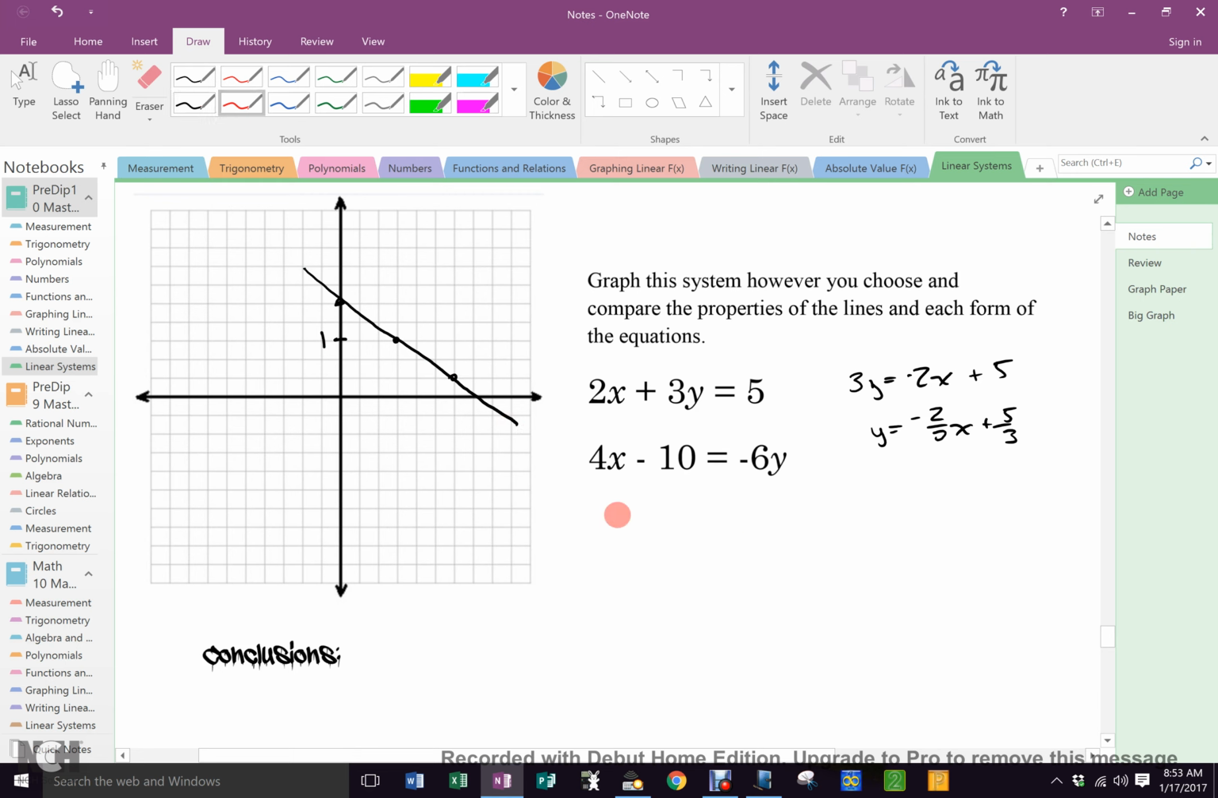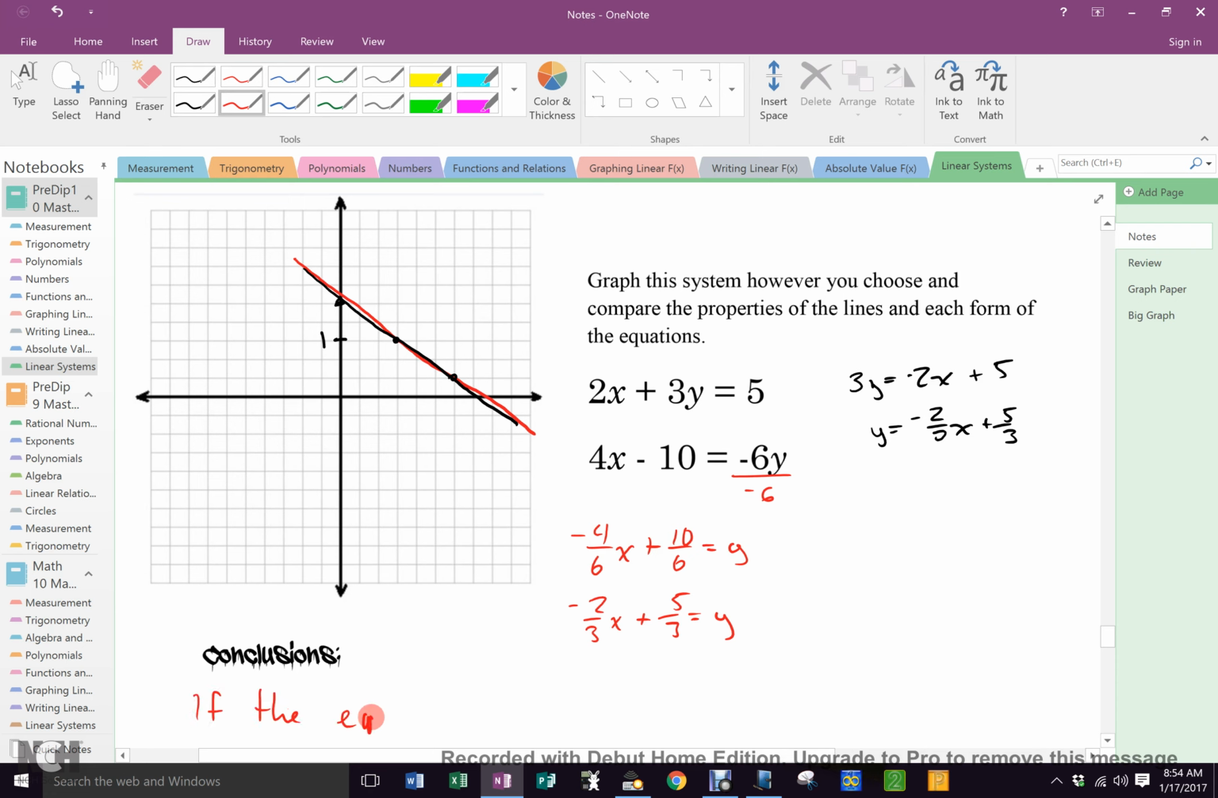Okay, what's this guy? Divide by negative 6. So I've got negative 4/6 x plus 10/6 equals y. What happens when I reduce those, or simplify them, I should say? What do I get? Negative 2/3 x plus 5/3 equals y. So if I was going to graph that line red, where would it be? Exact same, right on top of that. How many times would those two lines cross? Infinite, because they're the exact same line. Do you all understand? So what's the conclusion there?